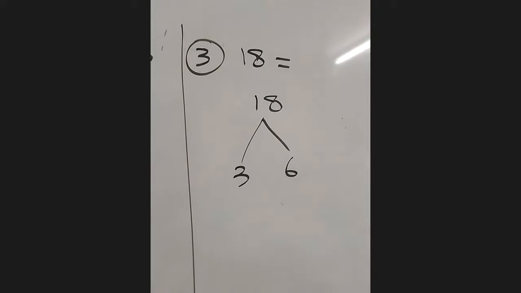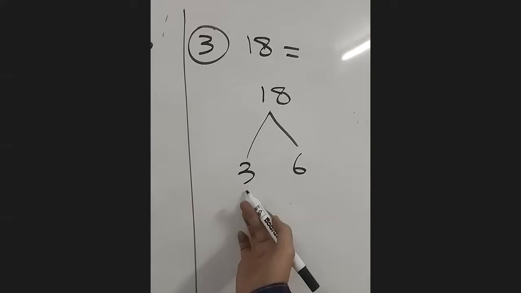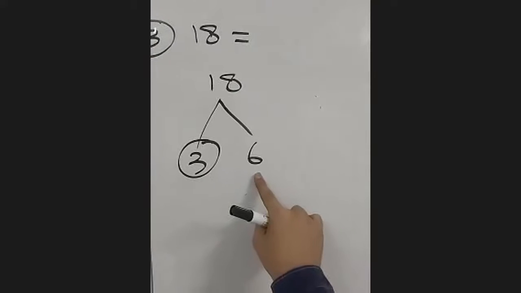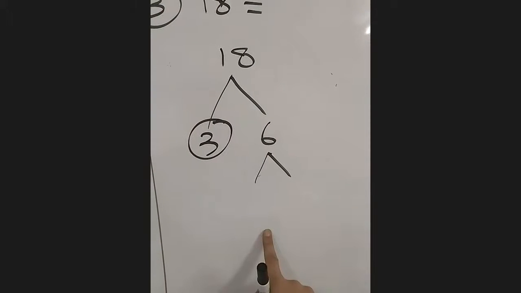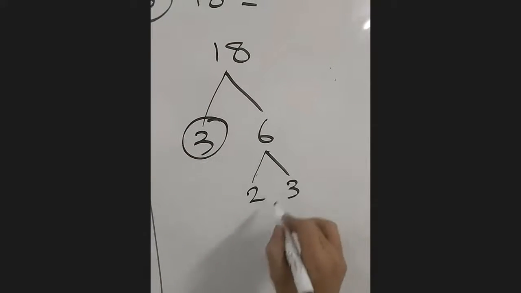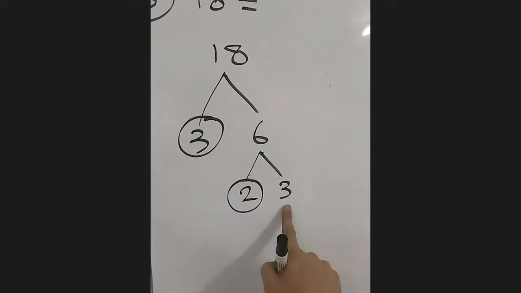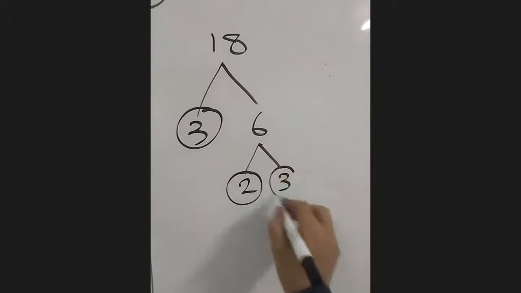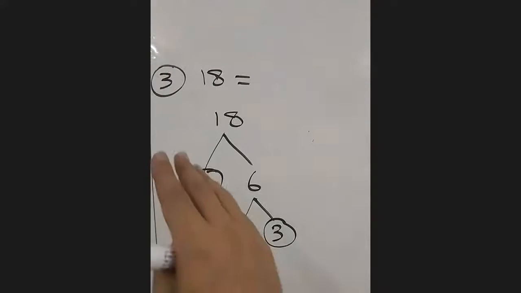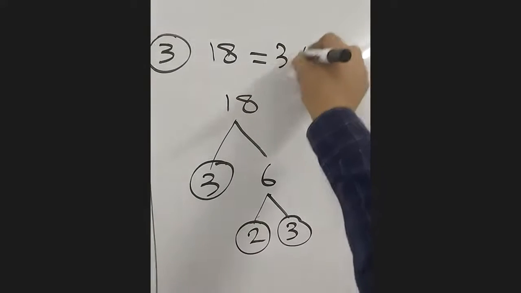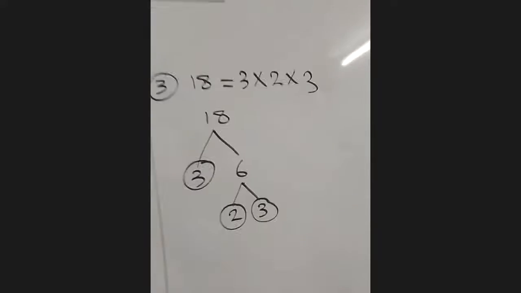Can we do more for the 3? Circle. Can we do more for the 6? Yes. What is it? 2 multiply 3. Can we do more for the 2? No. Circle. Can we do more for the 3? No. Circle. We finish. What is the prime factorization? 3 multiply 2 multiply 3. This is the prime factorization for question 3.